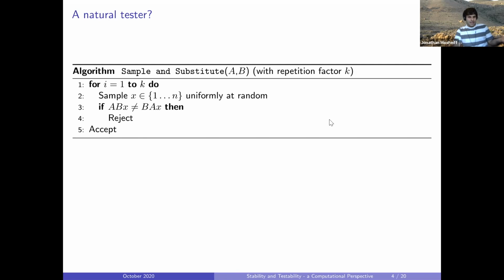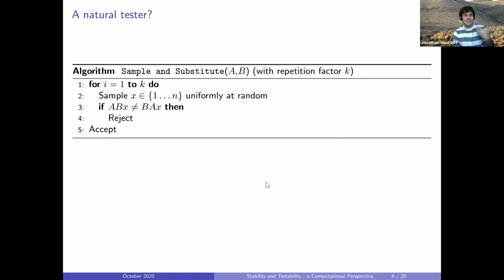and then I just check whether they're equal or not. So this yields what we call the sample and substitute algorithm with repetition factor k. For k independent iterations, it samples some x and does exactly that. If it found some violation of the constraint that the permutations commute, then we know for sure that the permutations do not commute, so we can reject. If it didn't find any violation within these k queries, then we say, okay, we haven't found any violation. One might exist, but let's just accept. So this is sample and substitute. It's a very natural algorithm.